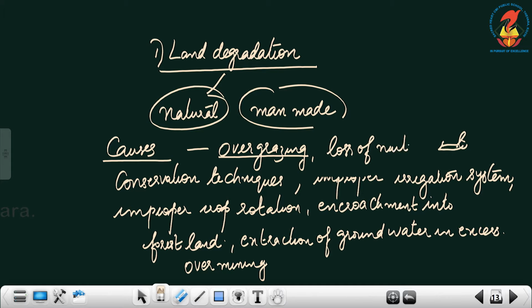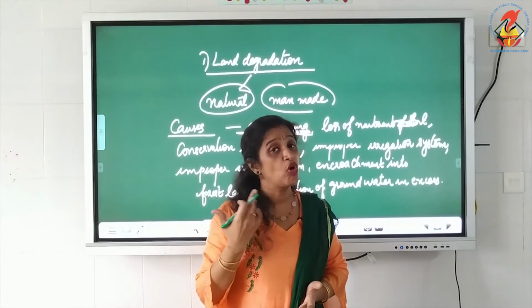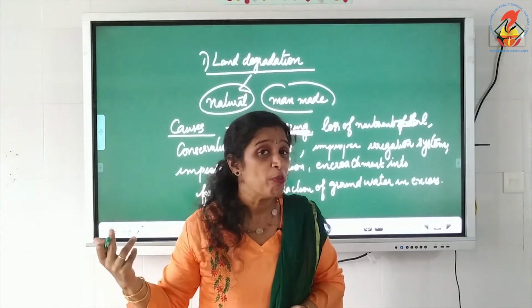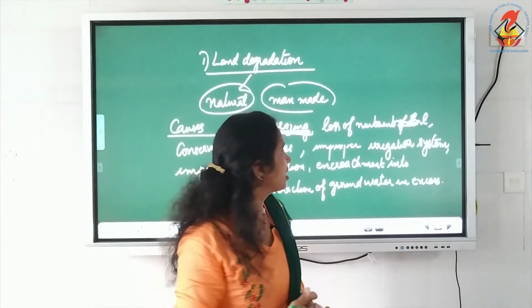Loss of nutrients of soil. Now, overgrazing is a major reason for land degradation. No much explanation is required for that because in the last video also you learned about overgrazing. Deforestation mainly happens due to the increase in the production of cattle. Overgrazing can cause land degradation.